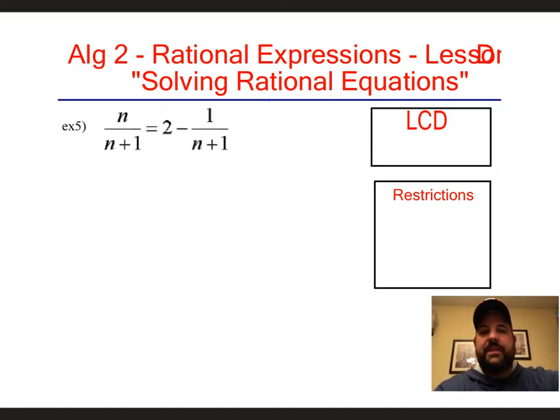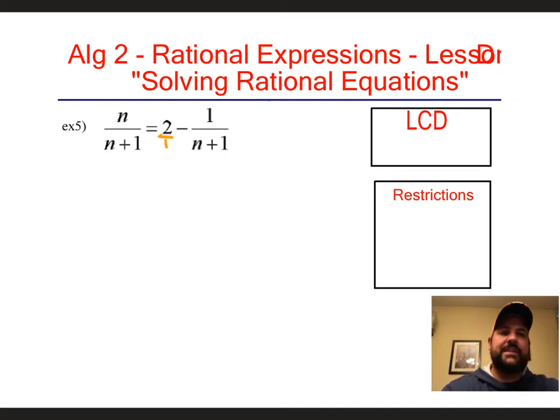I have the n over n plus 1. I have the negative 1 over n plus 1. But then I also have 2. And you might be saying, well, that's not a fraction. Remember, it is. It's technically 2 over 1. So while I could combine these two fractions over here, figure out what to add together and combine those, let's just use our second method of solving, which is to use the LCD, and we're going to multiply everything by that to get rid of the fractions.